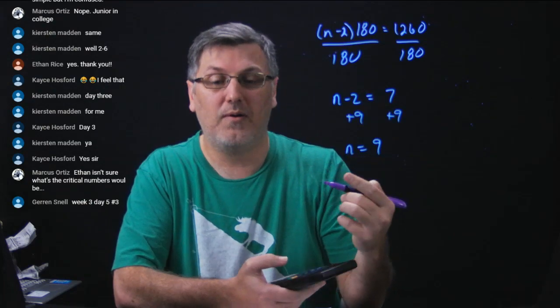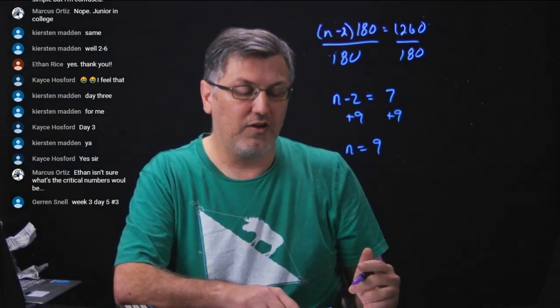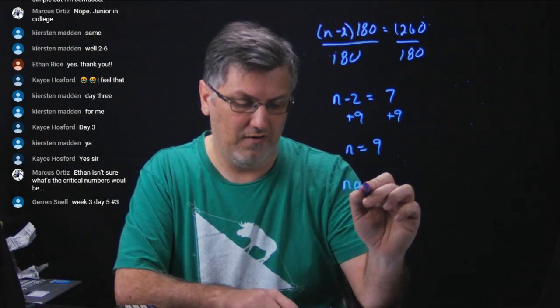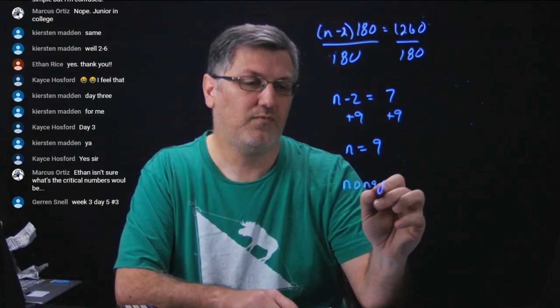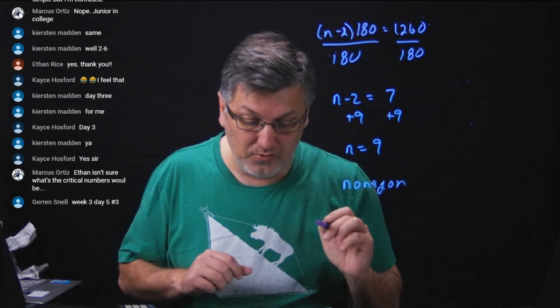And then if you remember, if you look at the top of the page, the 9-sided figure is called a nonagon. And that's it for number 2.